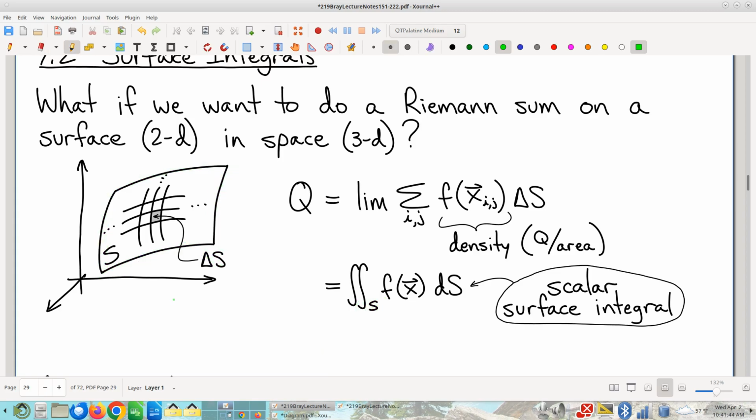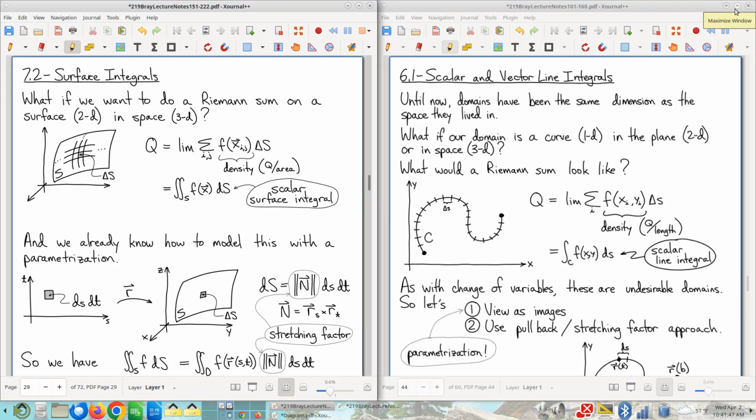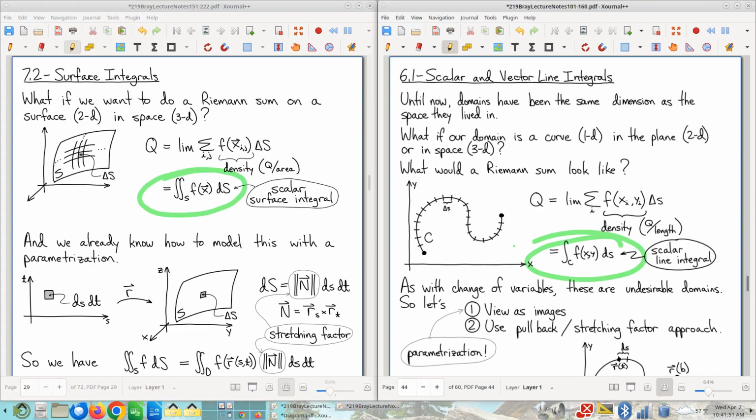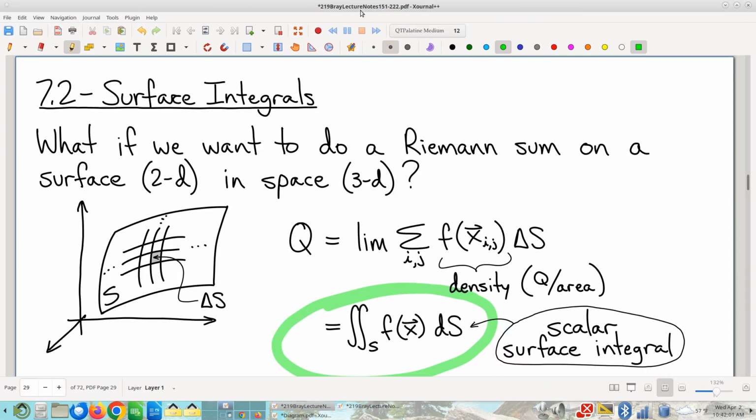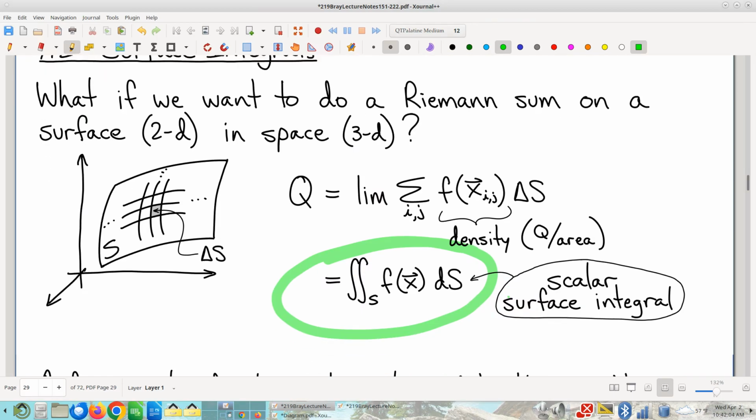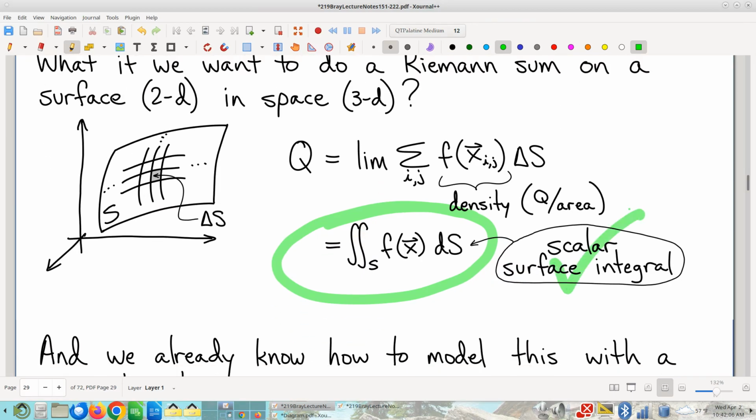Now, again, just for emphasis, notice how it's a ripoff, right? It's a copycat of how we wrote scalar line integral notation. Really, really similar. Thus the term, by the way, scalar surface integral.